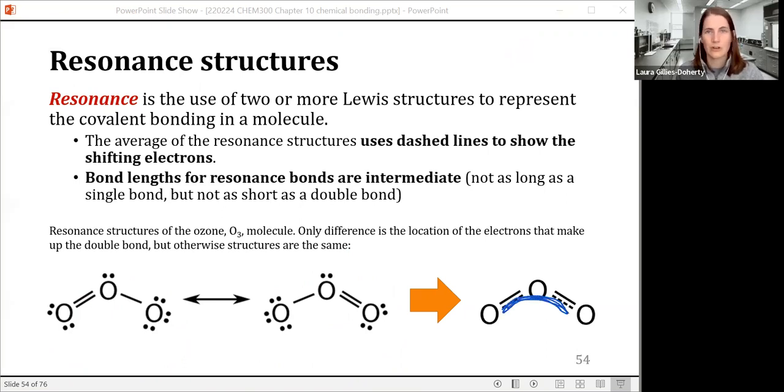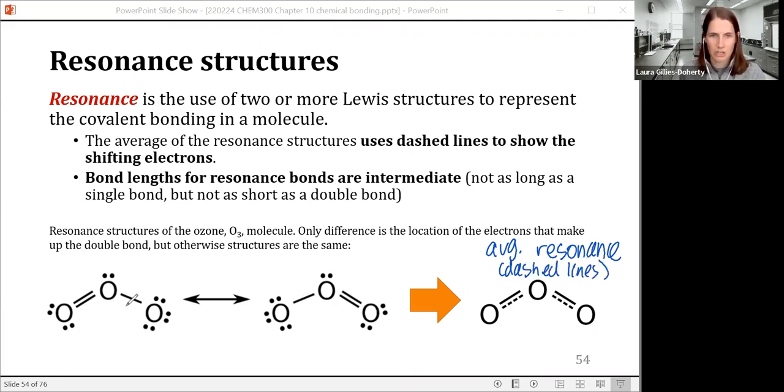And so when we draw kind of the final resonance structure, we draw the average of the other resonance structures. And we show that it's the final or average resonance by using these dashed lines. The dashed lines show that this double bond can be in either location. And so we draw those dashed lines to show it's not fully on the left and it's not fully on the right. It's kind of shared all the way across here.